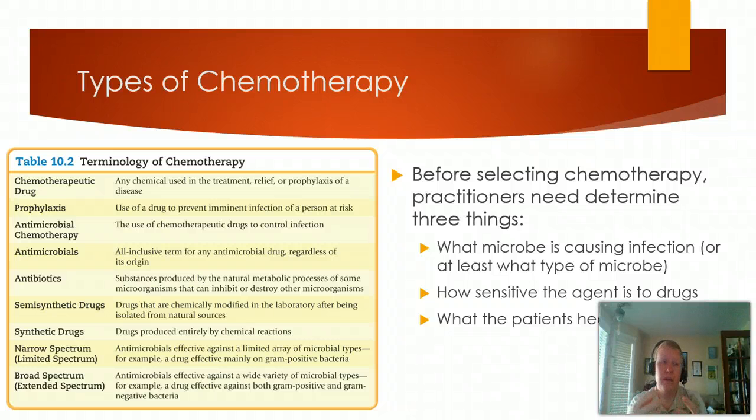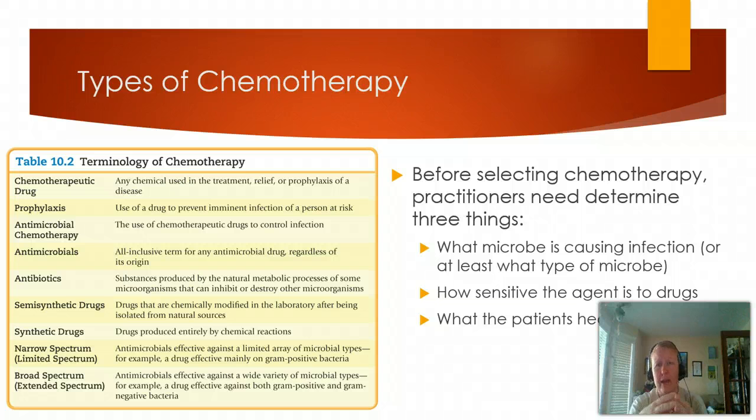Or do we know what kind of class it's in, or at least do we know if it's a viral infection versus a bacterial infection? Then we want to know how sensitive it is to drugs. And this can be done in either the hospital setting or a best guess as to what it is, because it's not always the case that we can find the agent immediately. And then the last thing is, what is the patient's health status?